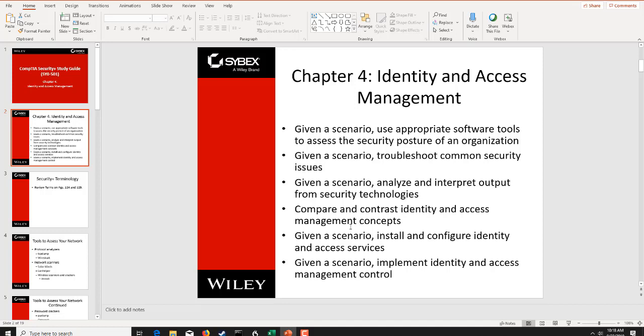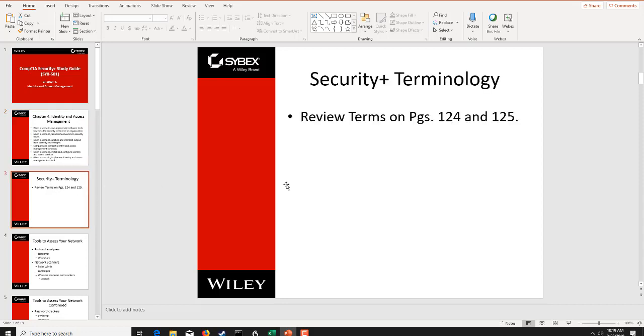Given a scenario, install and configure identity and access services. So here we'll look at different types of security protocols, again, how they're implemented, also technologies such as tokens, smart cards, multi-factor authentication, things like that. And given a scenario, implement identity and access management control. So the audit that goes behind those tools.